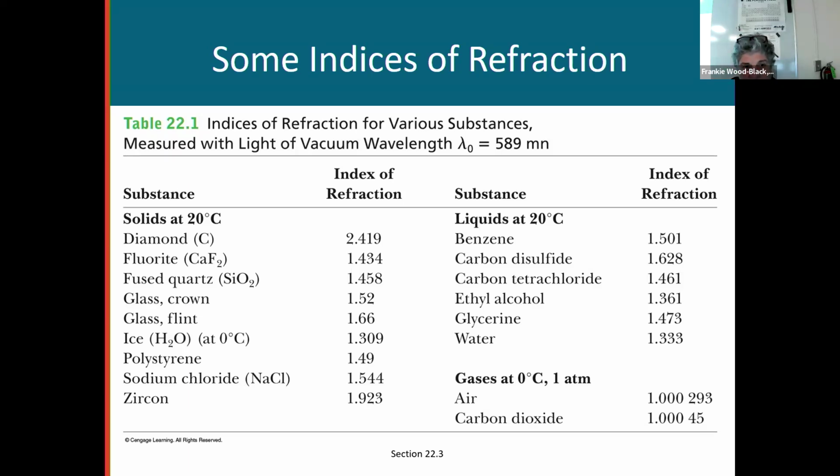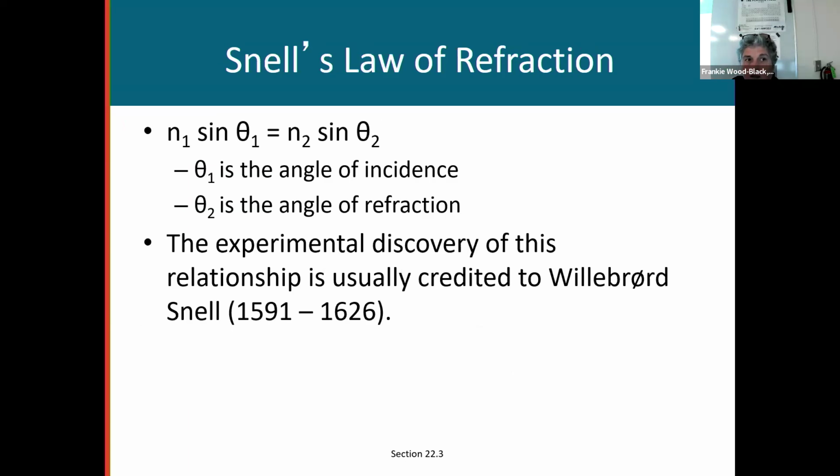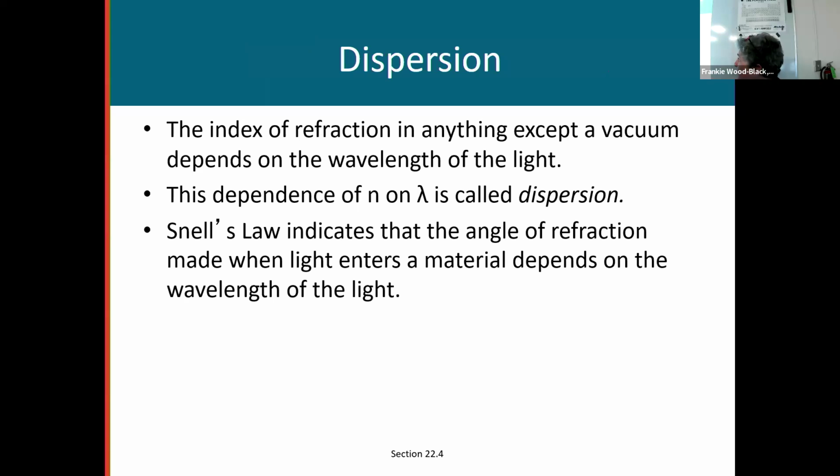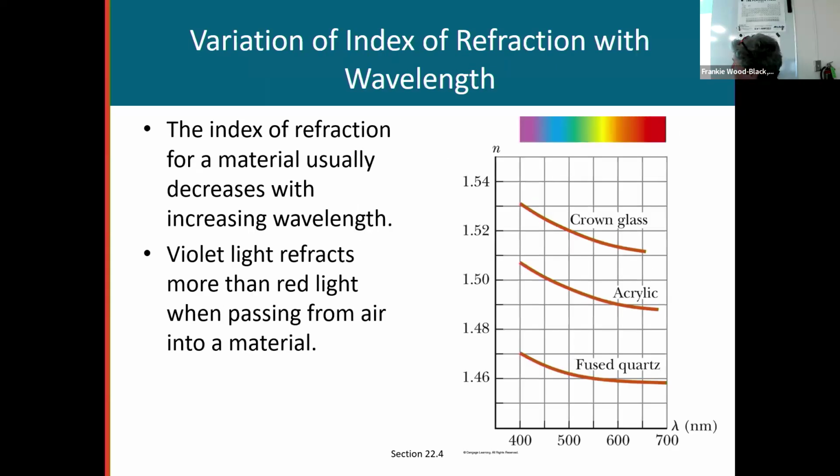And so we have those in there. So there's Snell's law, and it gives us our angle of incidence. Don't overcomplicate it. Just keep track of which one's which. And then we get the idea of dispersion. The dependence on the wavelength gives us our dispersion. And then you can see those dispersions in there. Crown glass is going to give you a little bit of difference there.